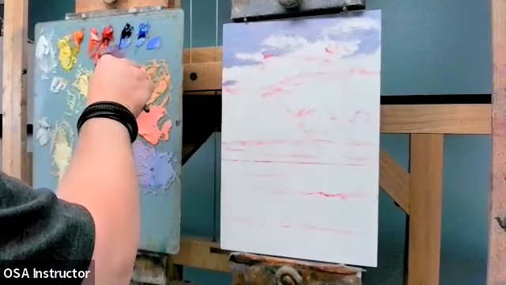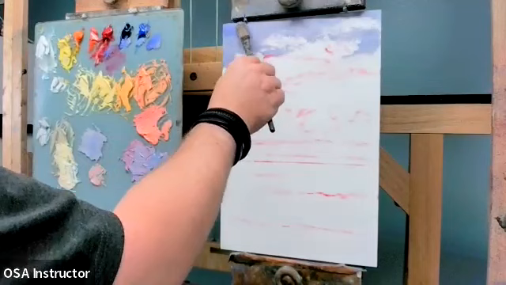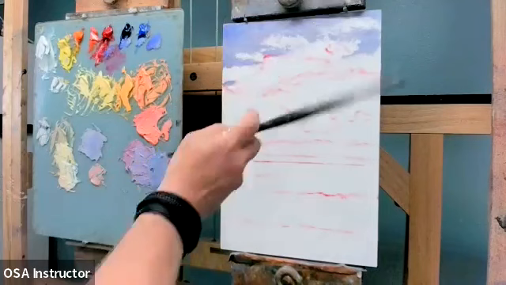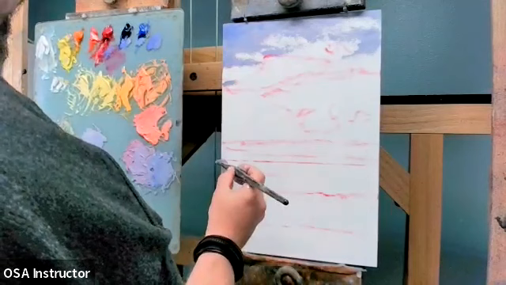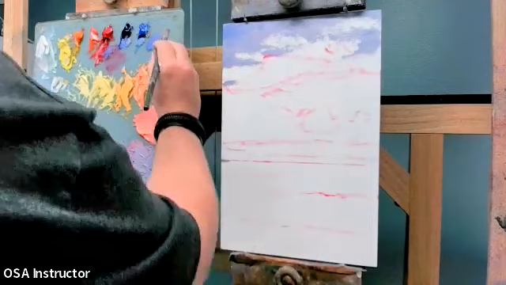Let's get this corner a little bit darker here. One of the darkest spots is up in this top right corner, besides under the water and right at the horizon line. Just add a touch of paint thinner. It'll help me move this paint along here.